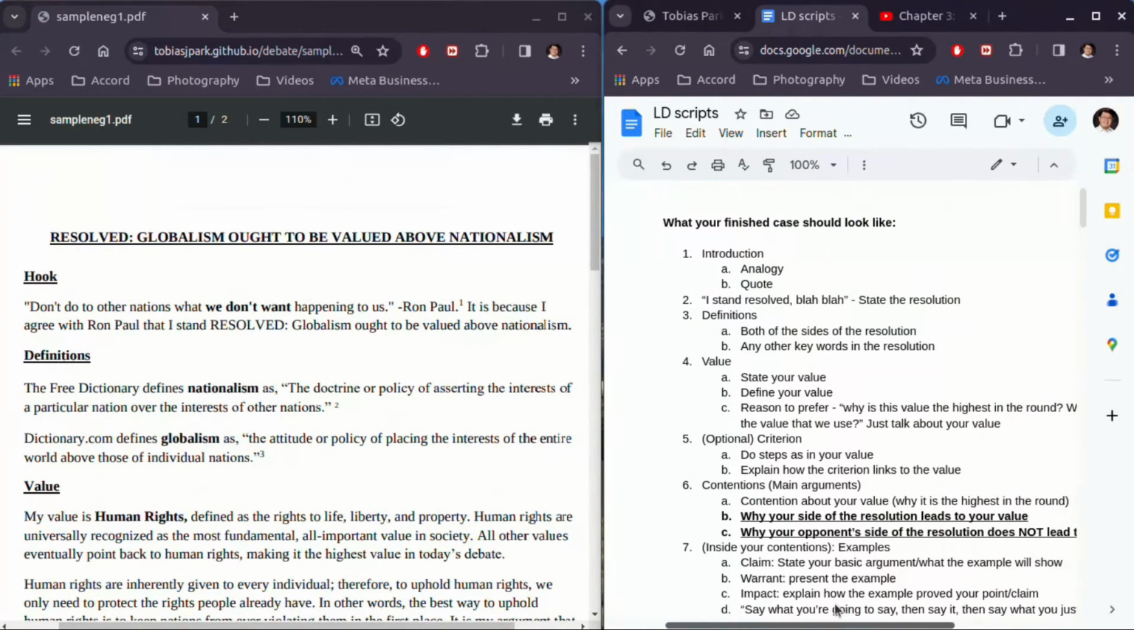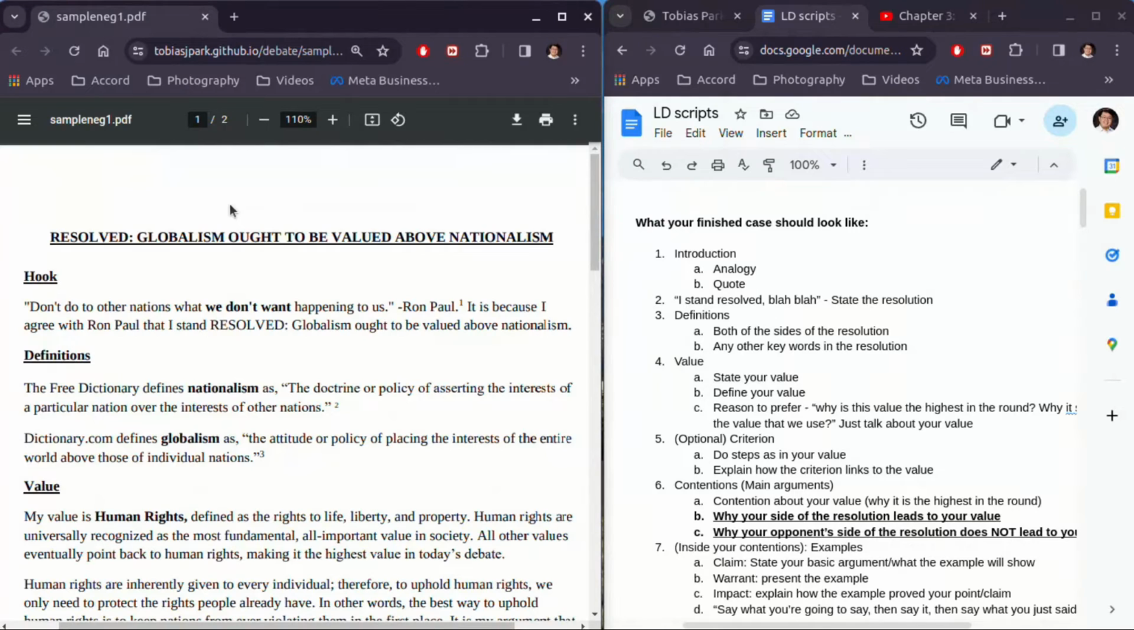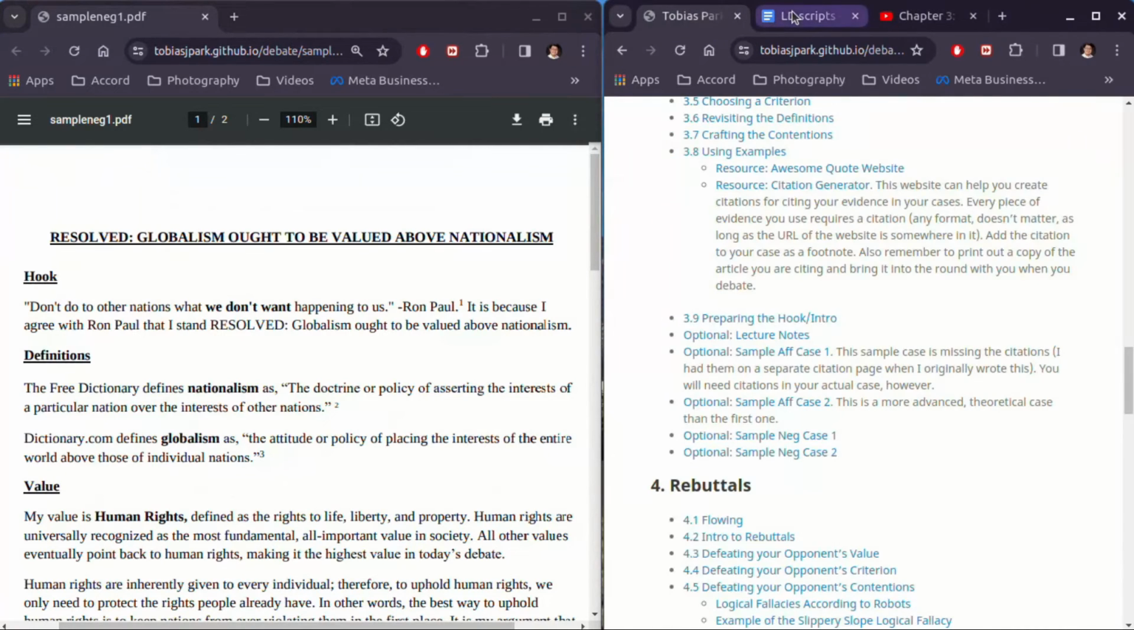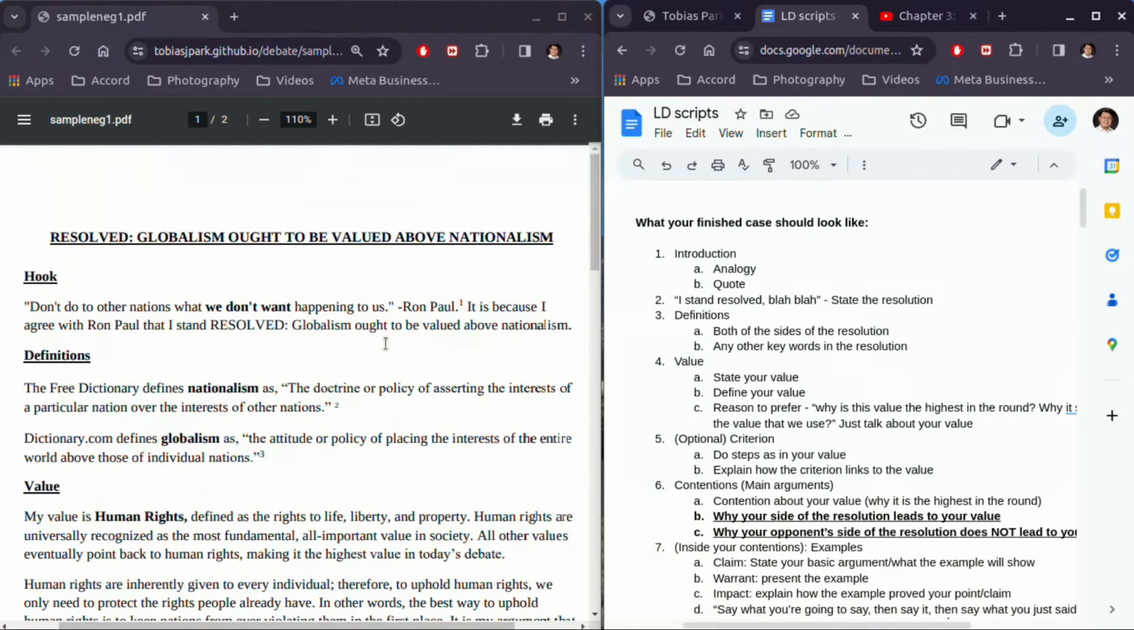So just really quickly, and I'm not going to go through this example case in too much detail right now because it's hard to keep track of in the video. But again, you can go to the website and look at it on your own there. But I just want to illustrate what I've been saying. So what should your finished case look like? You should have an introduction that has either an analogy or a quote. What do I have here? I have a quote from Ron Paul.